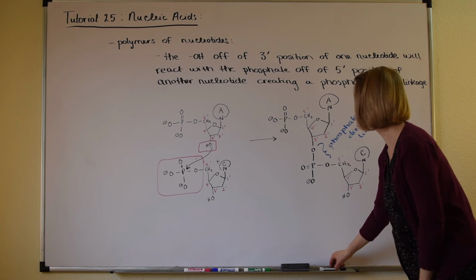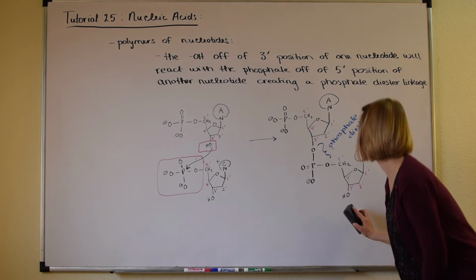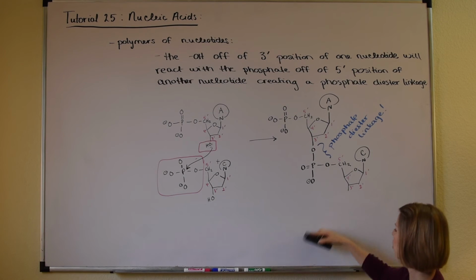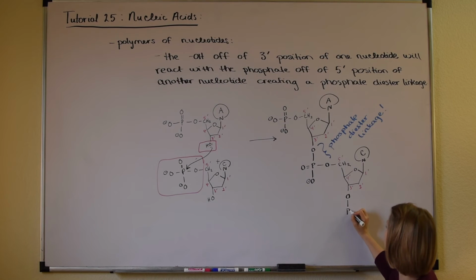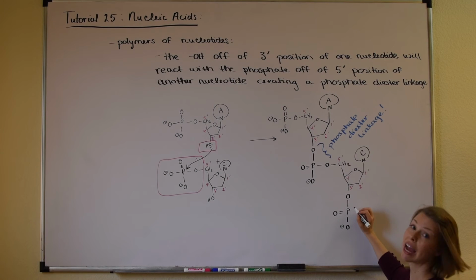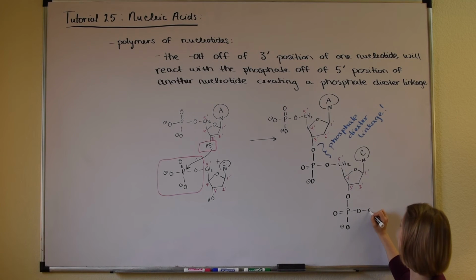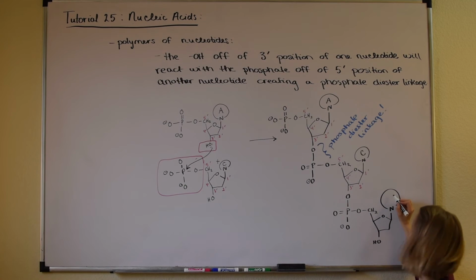All right, so let's go ahead and draw one more just to make it a little bit bigger. Let's show this alcohol reacting with another, has reacted with another nucleotide, and let's make the nitrogen-containing base be a guanine. So here's a G. Just put a G there. All right.